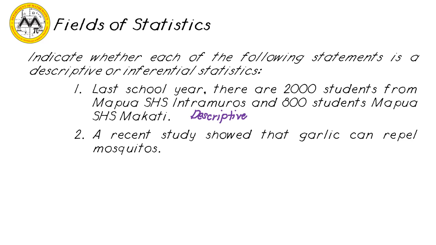A recent study showed that garlic can repel mosquitoes. So this study is taken from a small group of sample that represents all the garlics and then it checked whether it repels mosquitoes. So this is a small group of analysis and then it was applied as a whole, so this is inferential.